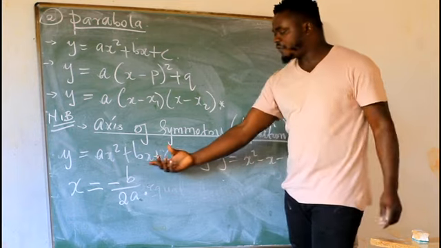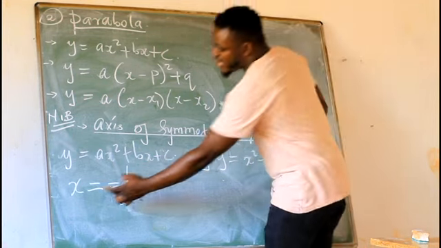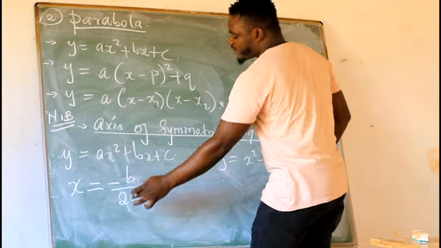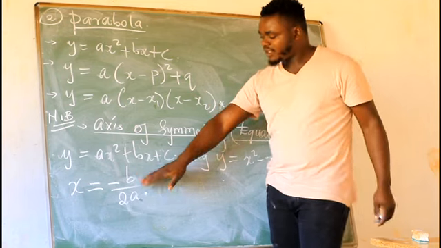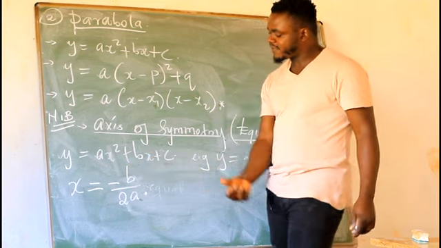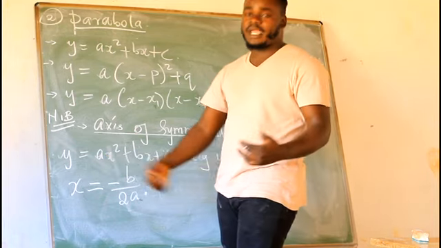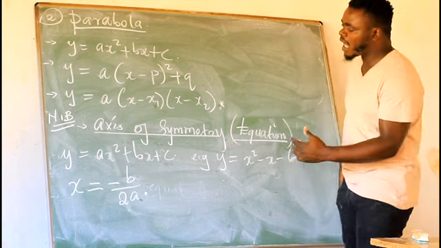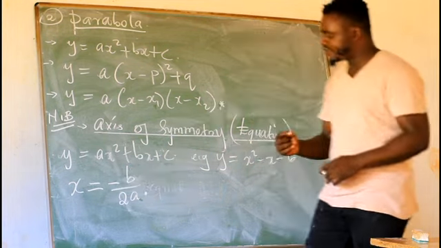In order for you to find the axis of symmetry in this equation, you say x equals minus b over 2a. If you check this formula, our b is the coefficient of x and our a is the coefficient of x squared. Now, that is how you find the equation of the axis of symmetry.